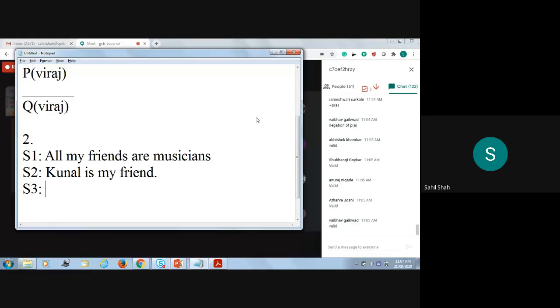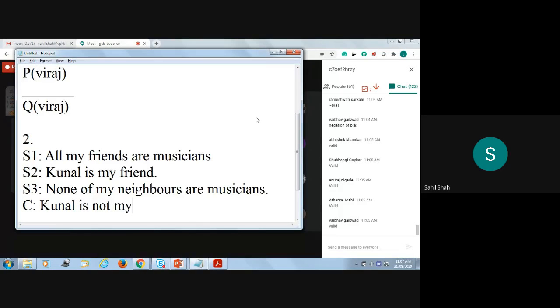S3 be a statement which says none of my neighbors are musicians. Okay. And let's say C be a conclusion: Kunal is not my neighbor. You have to determine whether this argument is valid or invalid.